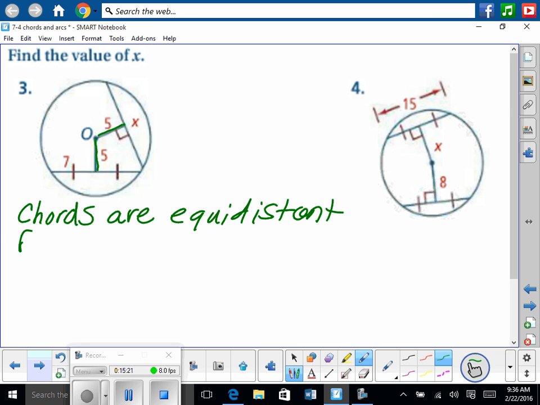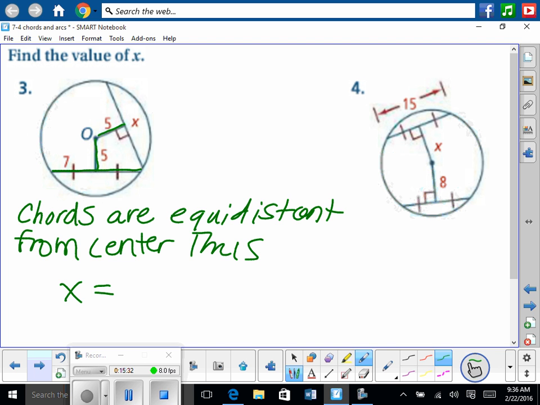So guys, stay with me. From center. Thus, x must be equal to that chord, right? Which is 7 plus 7. Yeah, you have to state why. So the math's not hard today because it's a proving it. Okay? Questions on that one?